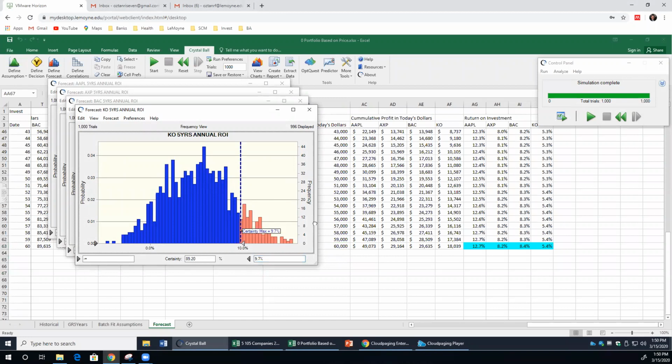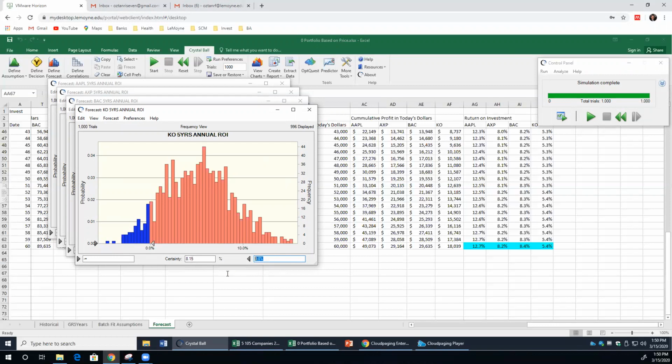Now you can see the risk associated with investing in Coke. If I invest in Coke $1,000 every month for the next 5 years, and I sell everything at the end of the fifth year, I can see that there's around an 8% chance that I will lose money. My annual return will be negative.